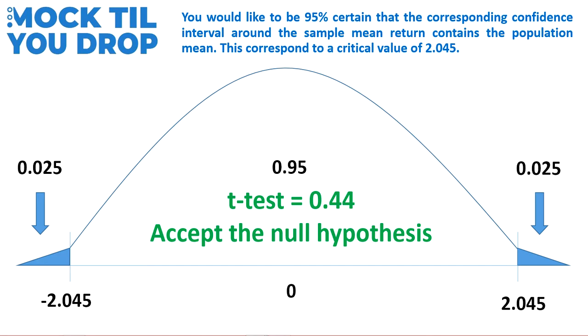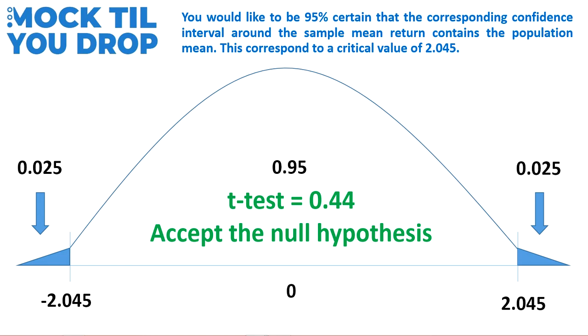So earlier we calculated the t-test to be 0.44. So since that t-test falls within the acceptable range, the 95% range, we can accept the null hypothesis and state that we are 95% certain that the confidence interval around the sample mean contains the expected population mean of 9%, which is what we hypothesized.